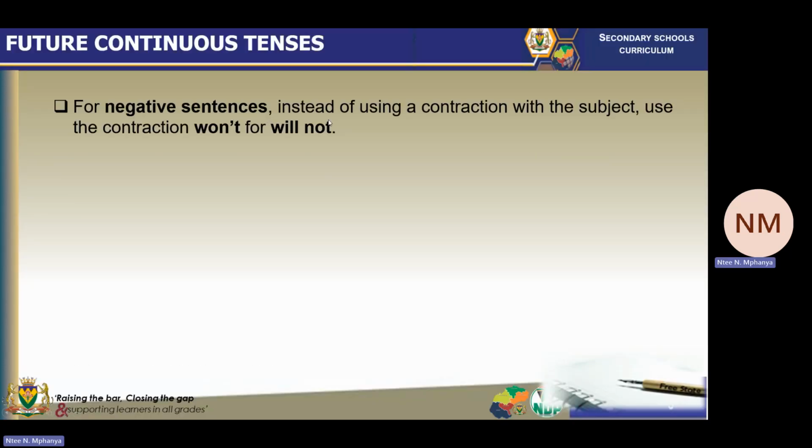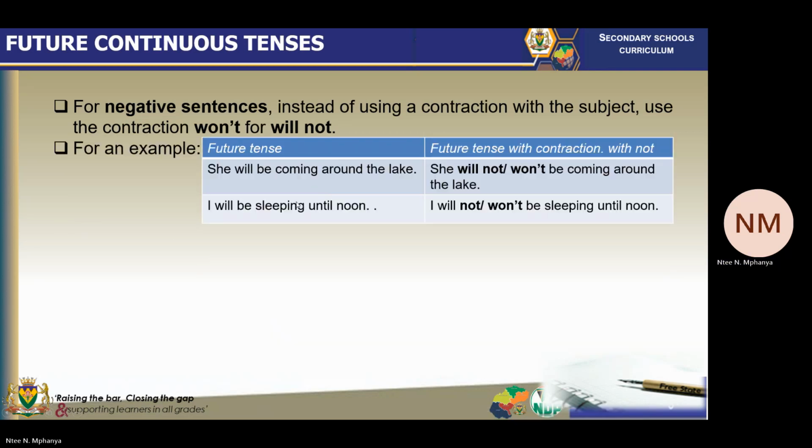For negative sentences, instead of using a contraction with the subject, use the contraction won't for will not. How so? She will be coming around the lake. Now, instead of saying she will not, we use the contraction won't. We contract will not into won't. She won't be coming around the lake.